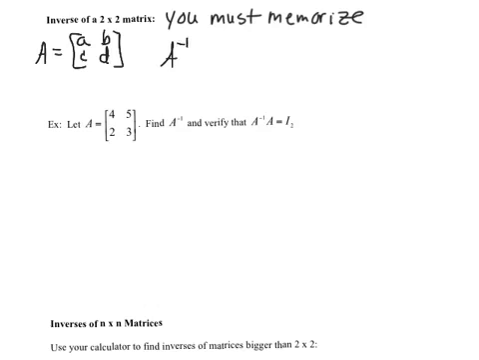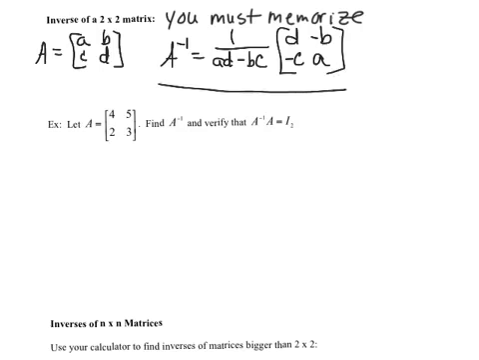A to the negative 1 is this formula. It's a constant term in front. You're going to multiply that by 1 over this product, ad minus bc, and you're going to multiply that into this matrix. And here's what you do. You switch a and d. And you don't switch c and b, but you negate them. So there's a little pattern to this that you can remember. This is the formula for the inverse of a 2 by 2. That's what you have to memorize.